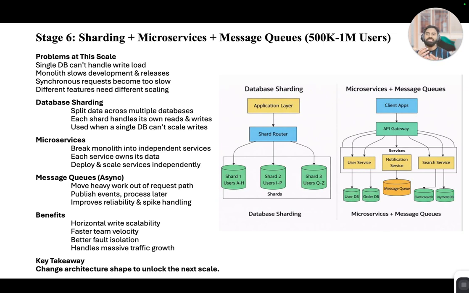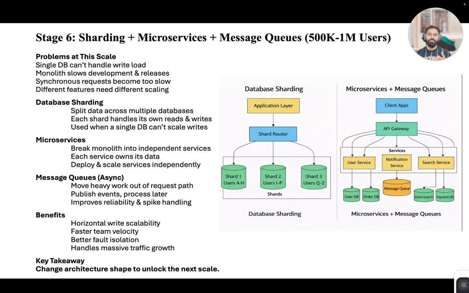So smaller changes require a full redeploy. Teams block each other. Different features need different scaling. One bug can crash everything. So the hero for this scenario is microservices.